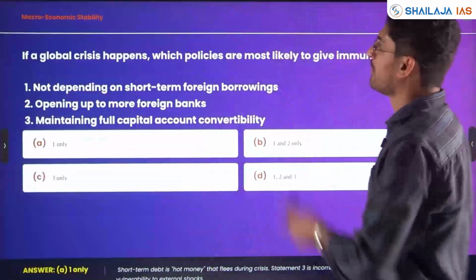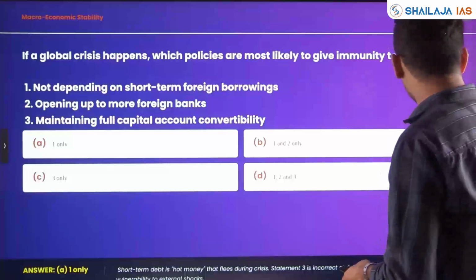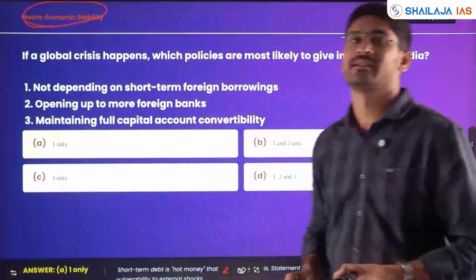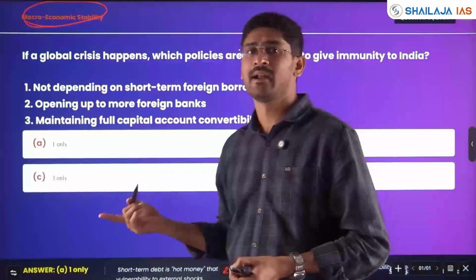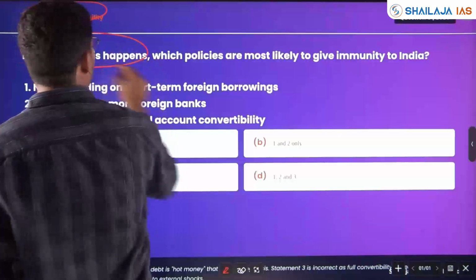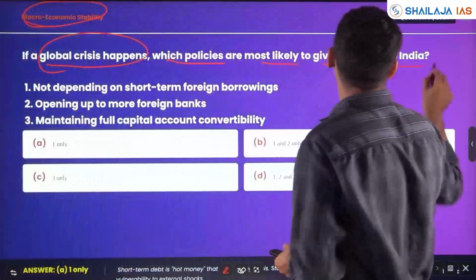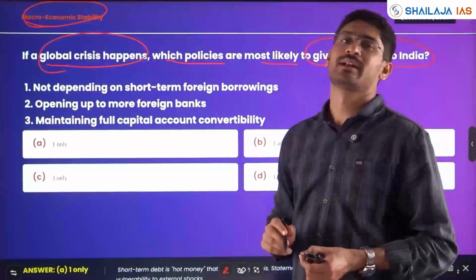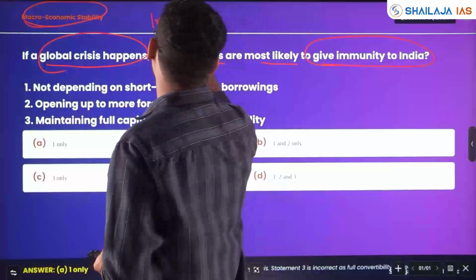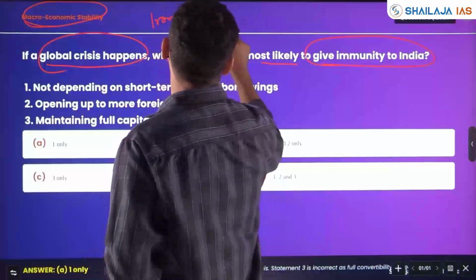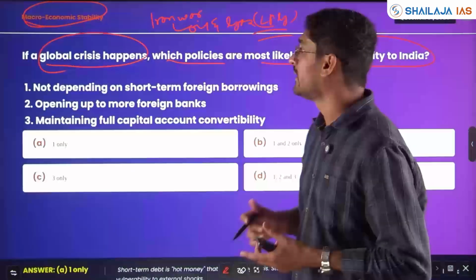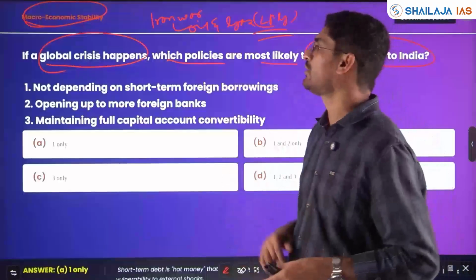Again, macroeconomics, with respect to global economic crisis. Already G20 we discussed, it was formed after the Asian crisis in 1999. If a global crisis happens, which policies are most likely to give immunity to India? We saw global crisis in 2008, in 2020, now in 2026 due to the Iran war and the oil shock, the oil and gas, LPG shock India is facing. What will be the best policies to give immunity to India?